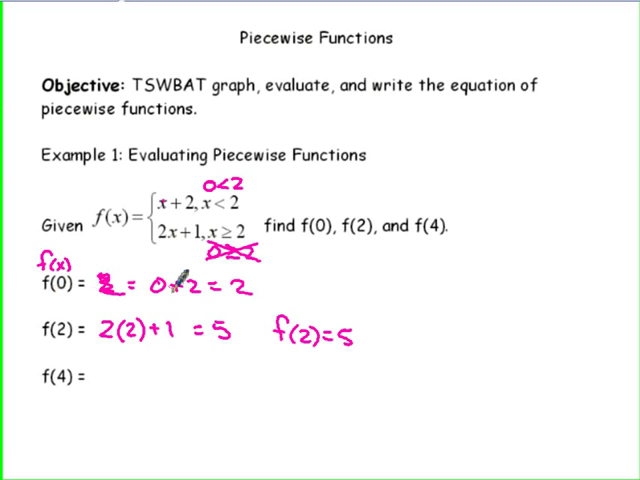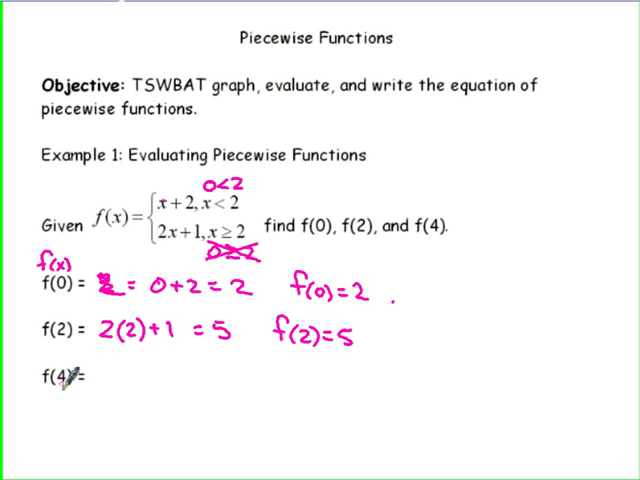Let's do this one too. F of 0 is 2. And notice, with this function notation, we are given an ordered pair. When x is 0, y is 2. When x is 2, y is 5. So we're given a lot more information than just saying y equals 2.